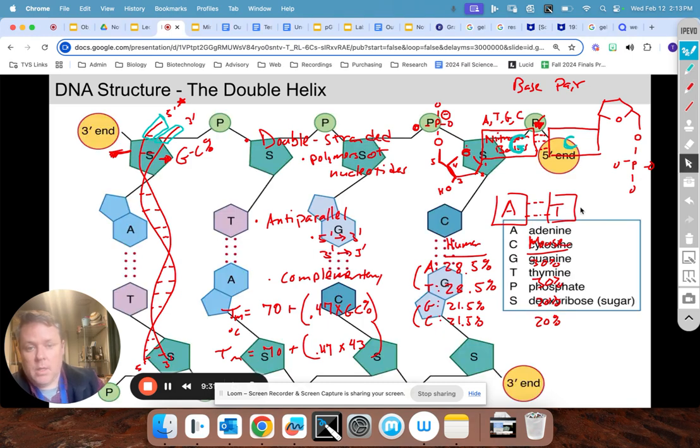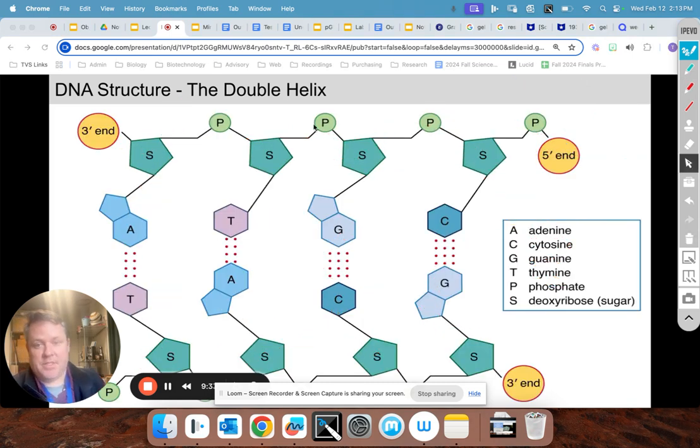All right. By the way, here is a picture of that. This is kind of on its side, but I like this one because it shows the rings here. And so you can see that adenine is a 2 nitrogen ring structure, and thymine is a 1, and you get 2 hydrogen bonds. Guanine is a 2 ring, and cytosine is a 1. So you get 3 hydrogen bonds.